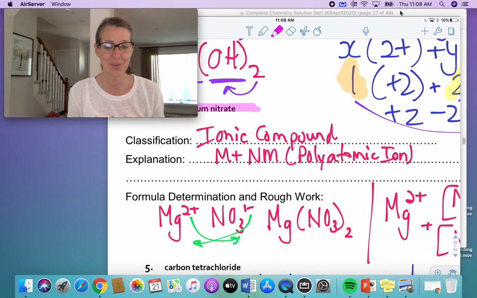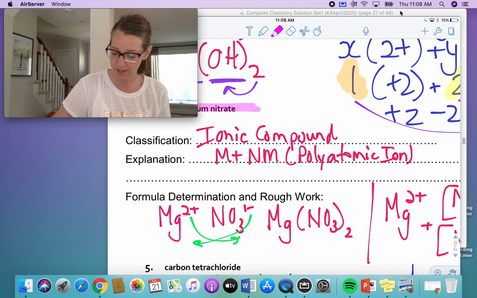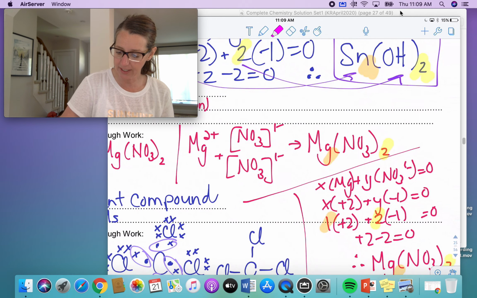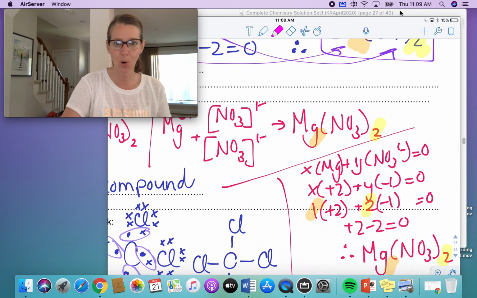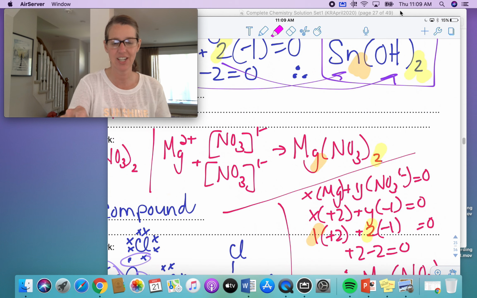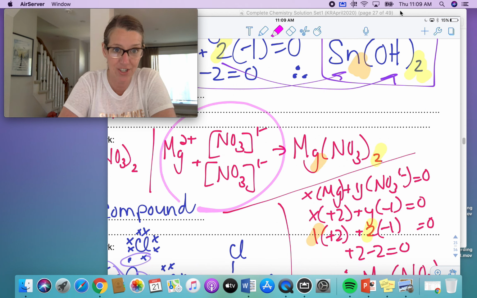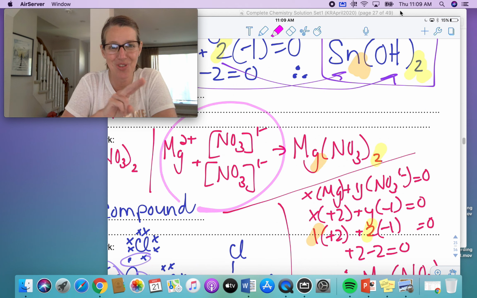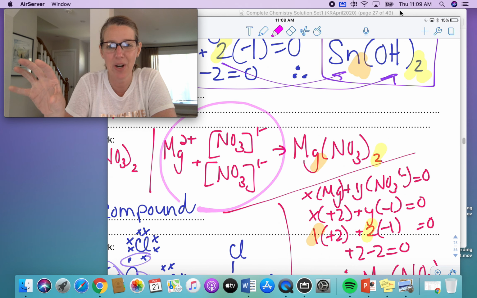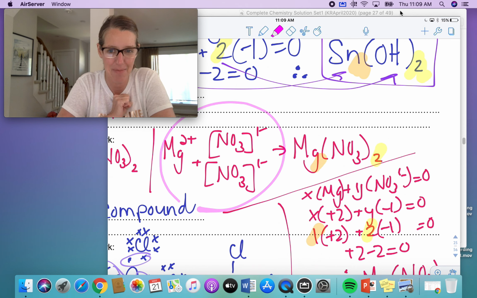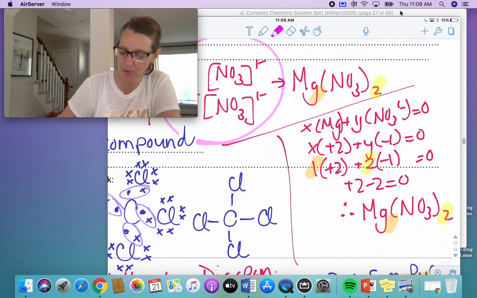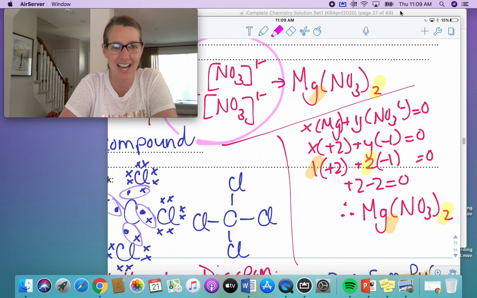Crisscross rule, 2 plus, 1 minus, crisscross them down, tells you the ratio that those ions are going to be in. Again, I did the rough work for this page here. Can you see where I've got my Bohr-Rutherford diagram here? If you wanted to, you could do your ions, show the transfer of those ions, show what ions make, show the ratio that they come in. Zero-sum rule, same thing. I'm going to get the exact same answer. So there are really 3 ways to show your work for ionic compounds.